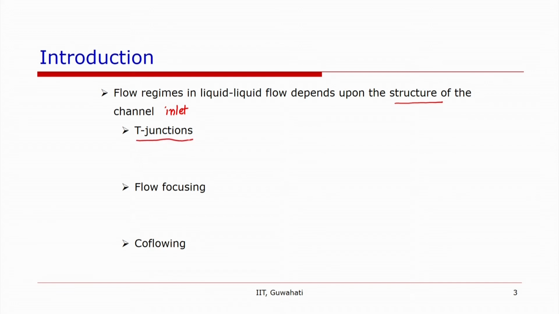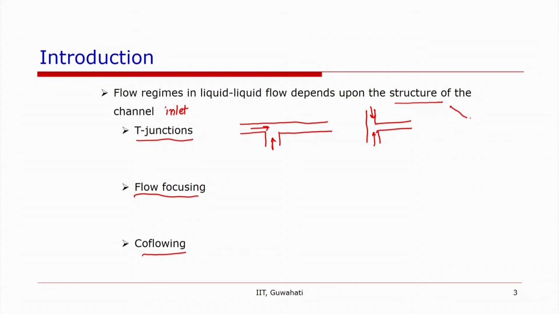The three main are T-junctions, flow focusing devices, and co-flowing devices. So, T-junctions: one can have a T-junction where the flow is happening like this. There are two phases coming from two different streams, or another example of T-junction can be where the two phases come head on. A variation of T-junction is also the Y-junction, where people have looked at the effect of the angle between the two streams on the flow regimes.